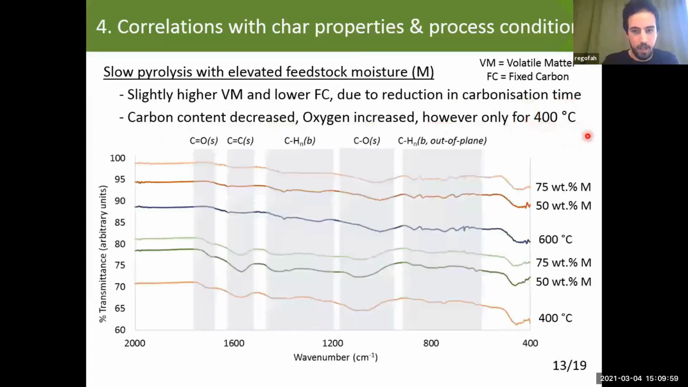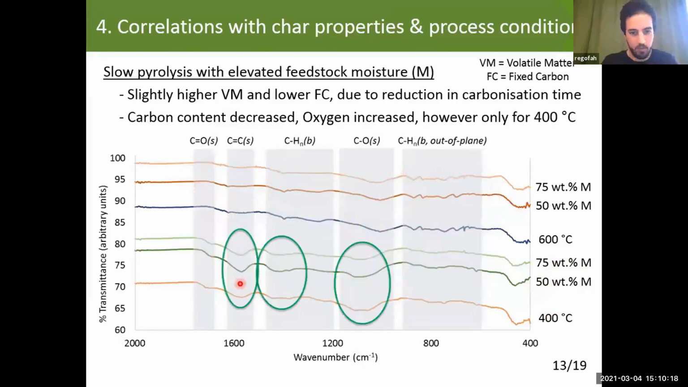So then I looked at the infrared spectra for the chars. The top three are the 600-degree ones, and the lower three are the 400-degree ones. There were no significant differences between the three 600-degree chars, but there were differences for the 400-degree ones. Particularly in these areas, the C=C double bonds, the carbon-hydrogen bonds, and the carbon-oxygen bonds showed some increase for the elevated moisture content, which correlated with the decrease in carbon content and increase in oxygen and volatile matter.